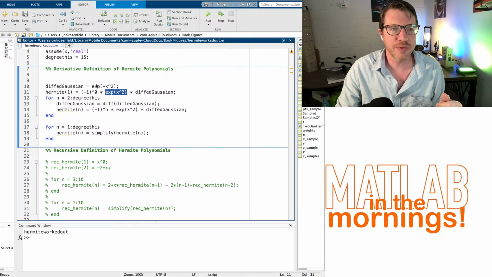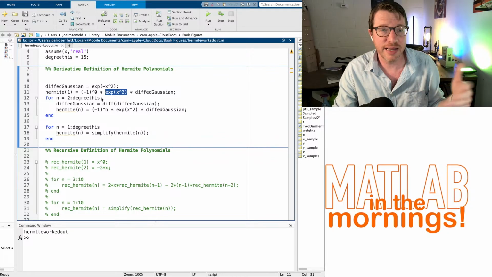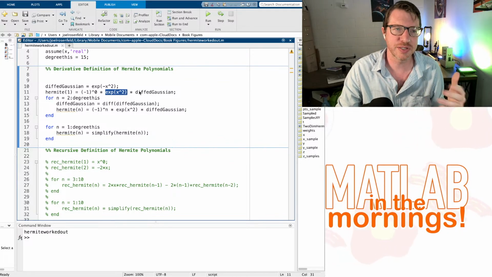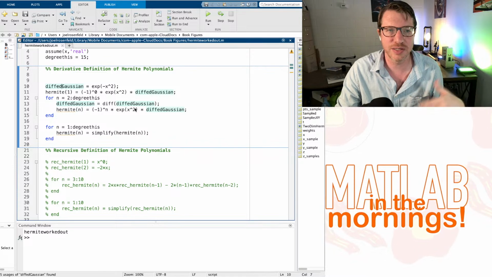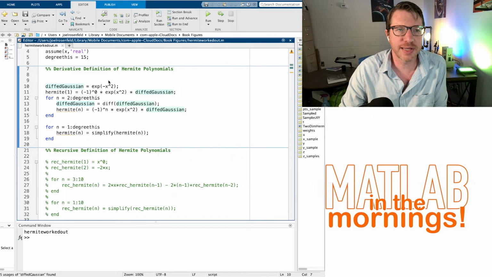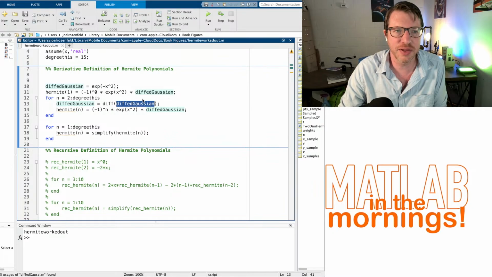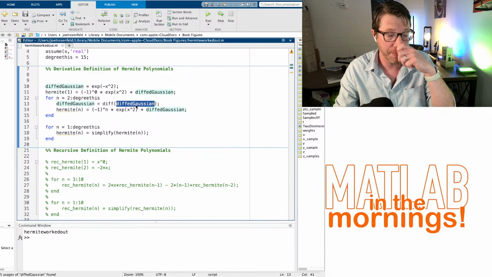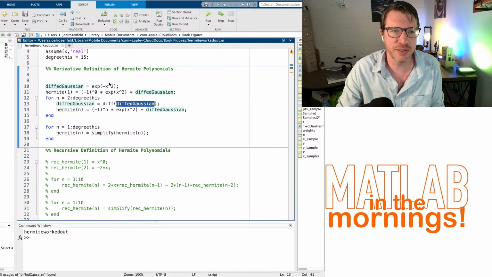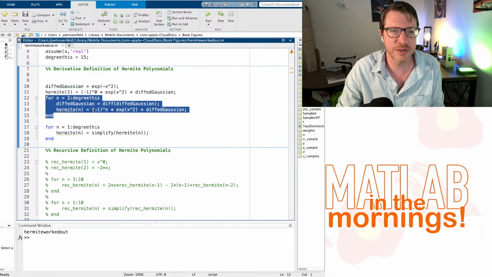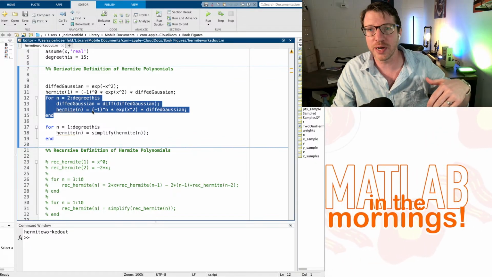And so we want to start with this one, and then after that I build on the rest. I'm doing this in another recursive way, just by using this diff Gaussian, taking a derivative more and more of this. So I get diff Gaussian, and I take another derivative of that, and then I throw it in and multiply by e to the x squared, and -1 to the n, and then this loop really spools out all of my Hermite polynomials.